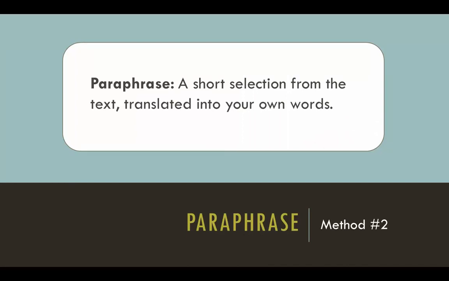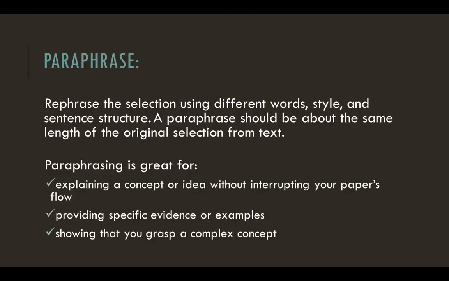Another way to incorporate source material into your writing is to paraphrase. Paraphrasing involves taking a short selection from the text, usually no more than a couple of sentences, and translating it into your own words. Paraphrasing can be difficult because it requires you to use different words, style, and sentence structure to rephrase the original selection from the text. Unlike summary, paraphrases typically are about the same length as the original phrase or sentence.